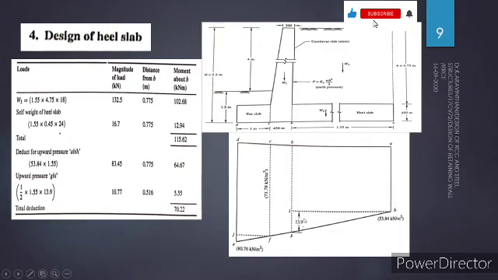What will be the distance? For this triangle, it is acting at B by 3. So B here is 1.55, so 1.55 by 3 will be 0.156. So if you multiply that, you will get 5.55. The upward force and downward force are arrived at here.